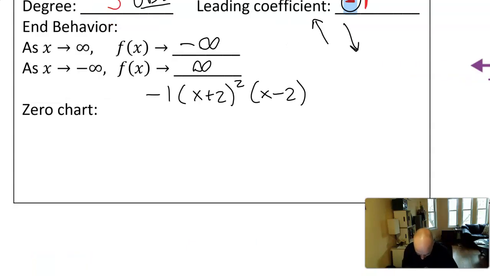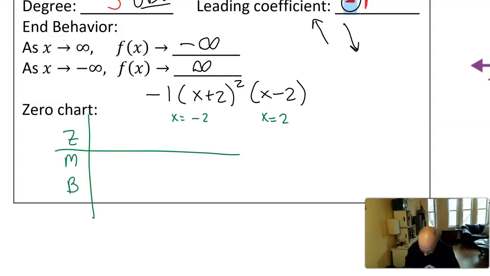So we have a zero of -2, and we have a zero of 2. If we make our chart, the zero, the multiplicity, and the behavior, there's only 2 zeros on here. At -2, we had a multiplicity of 2, and so the behavior is going to be a bounce. That multiplicity of 2 is because there's an exponent of 2.